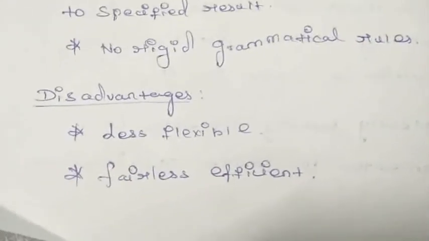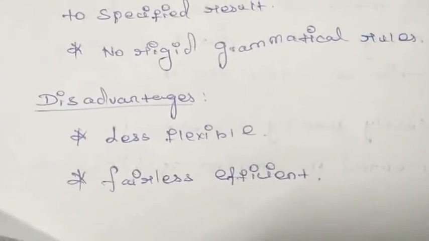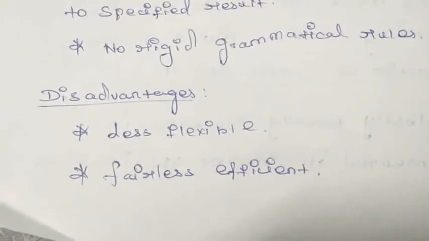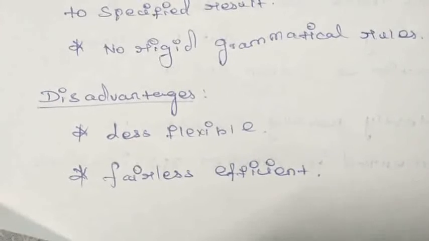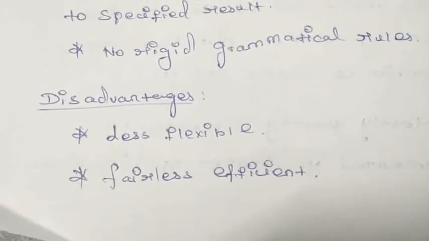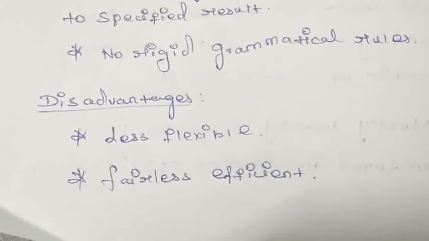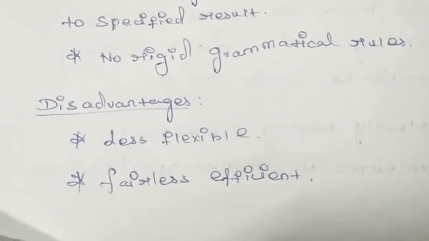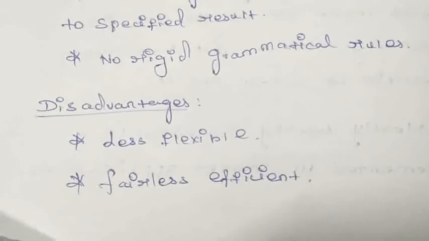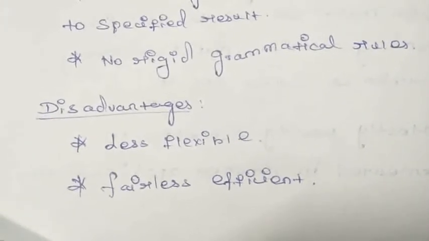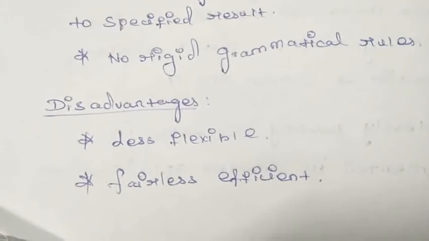Next, see about disadvantages of fourth generation technique. It is less flexible than other languages. Programs written in fourth generation language are generally far less efficient during program execution than programs in high-level language. These are the disadvantages of fourth generation technique.